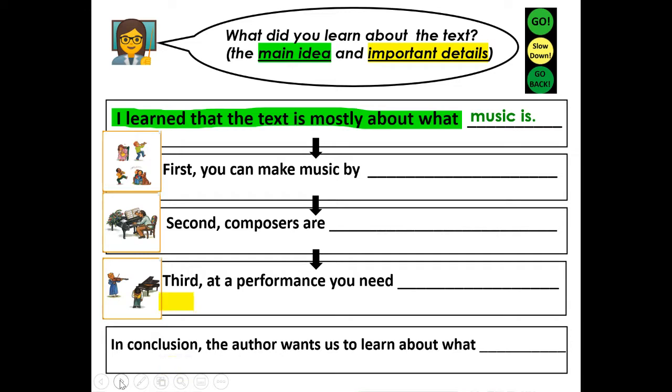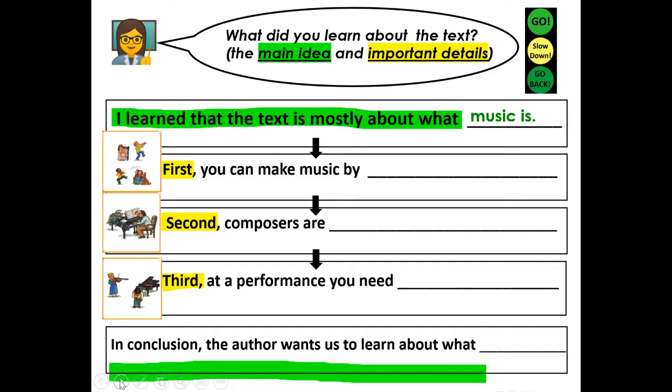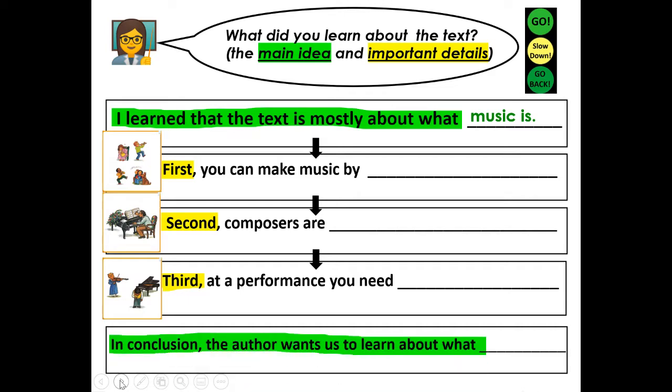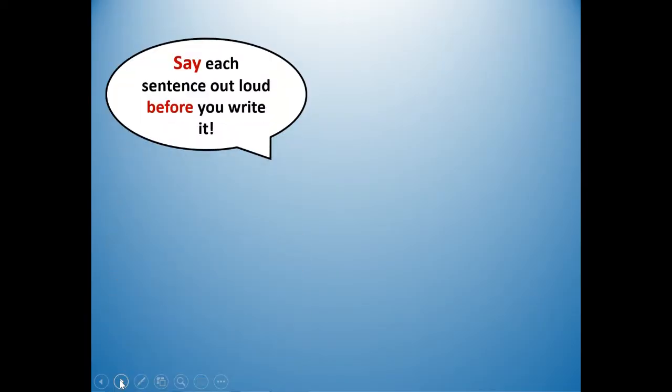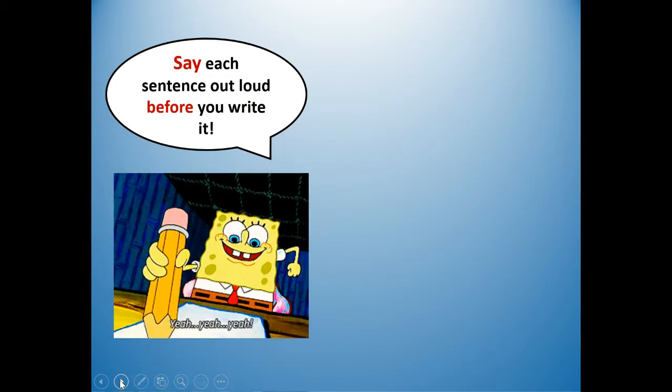You are going to concentrate on writing these three yellow or detail sentences. We're going to slow down and say what you learned first, slow down again and write your second detail, and slow down again and write your third detail sentence. And then you're going to say the conclusion. In conclusion, the author wants us to learn about what music is. So I want to remind you, you're going to say each sentence out loud before you write it.